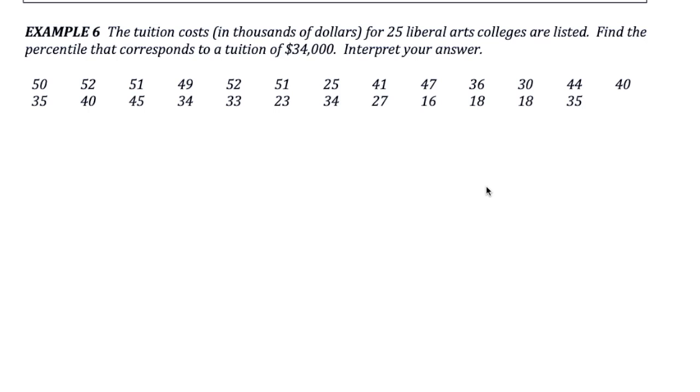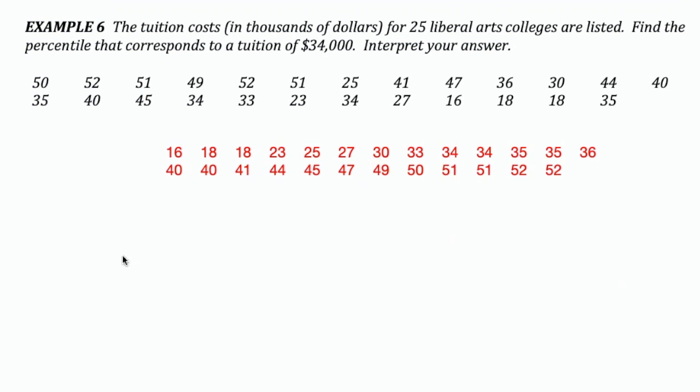Example 6 uses this data set again, the tuition costs in thousands of dollars for 25 liberal arts colleges. And we're going to find the percentile that corresponds to a tuition of $34,000, and then we'll interpret that answer. So the first thing that you need is to have your data set put in order. I've written the organized data set in red.